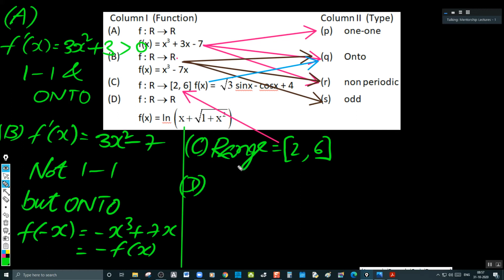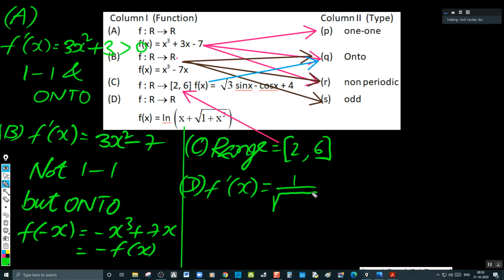f(x) equal to log of x plus root over 1 plus x square. If you find out f dash x for this, I am writing that step directly here. 1 upon x plus root over 1 plus x square, and 1 plus 2x by root over 1 plus x square.